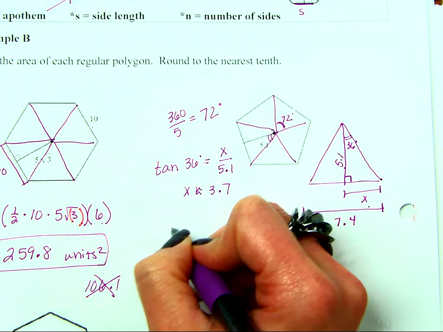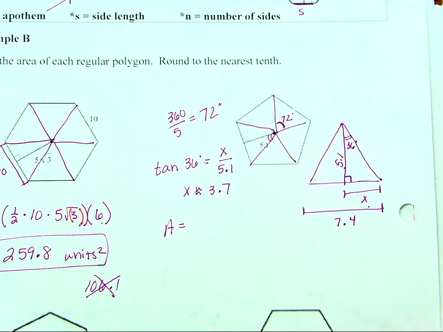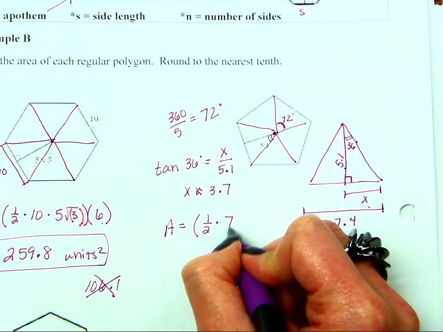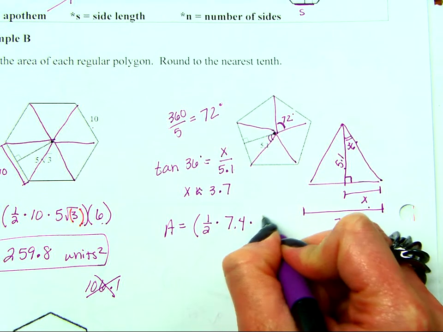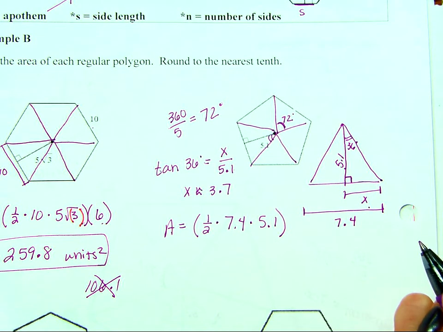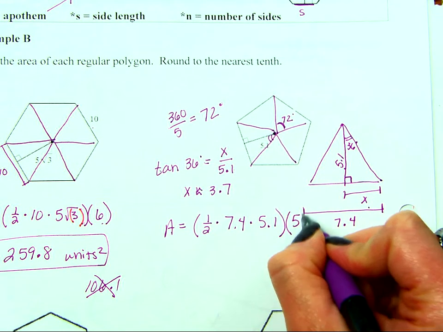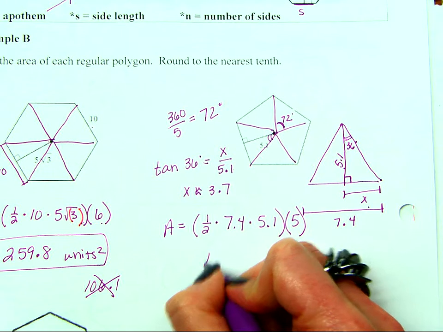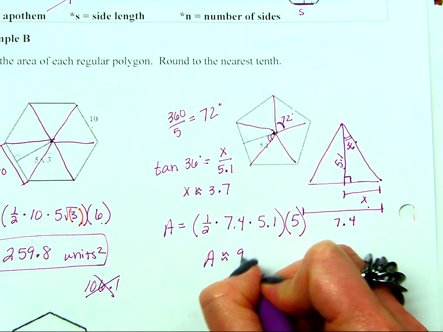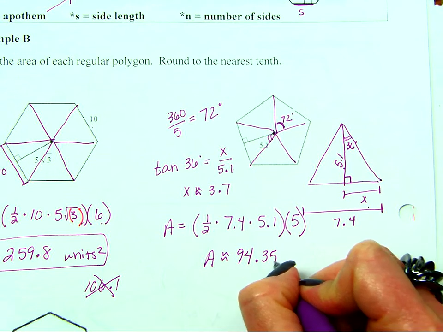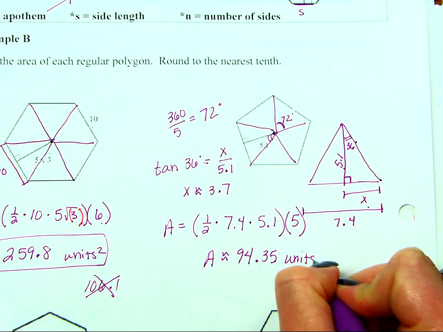So as I go to calculate my area, my triangle here, 1/2 base times height. Well, we have a base of 7.4, and I have a height of 5.1. How many triangles do I have? Well, it's a pentagon, so I have 5 of them. And I'm simply going to multiply everything together. Multiplying, we should find that we have about 94.35, or 94.35 square units.